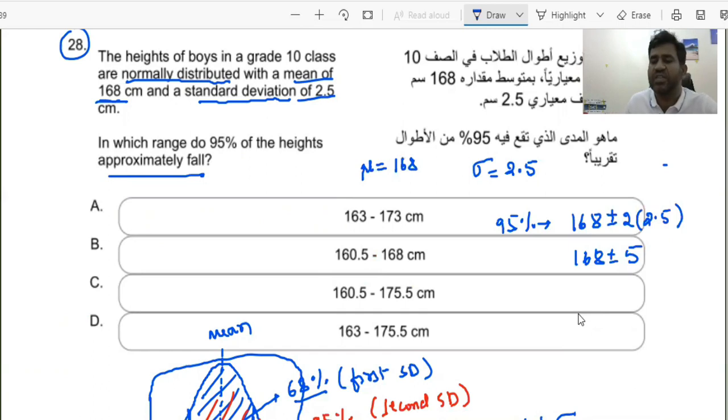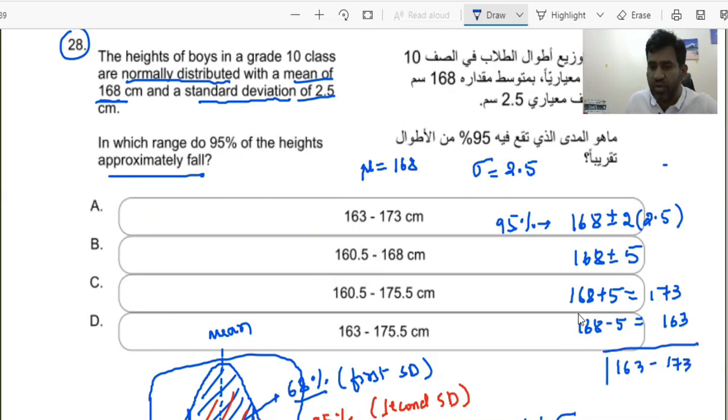Subtract 5 from the 168, that gives you the lower range of the standard deviation. 168 plus 5 gives you 173, and 168 minus 5 gives you 163. So the range is from 163 to 173. Almost 95% of the grade 10 students fall under this range, that is 163 to 173 centimeters in height. That represents option A.